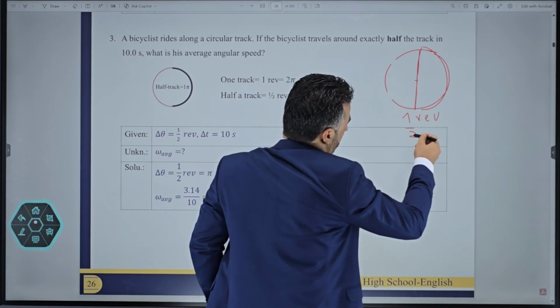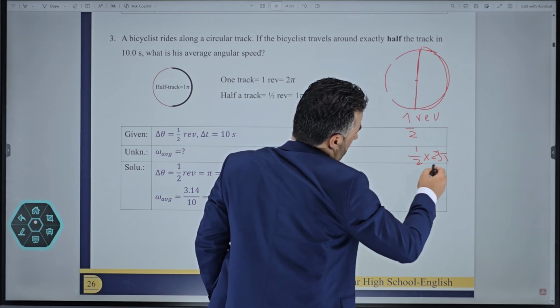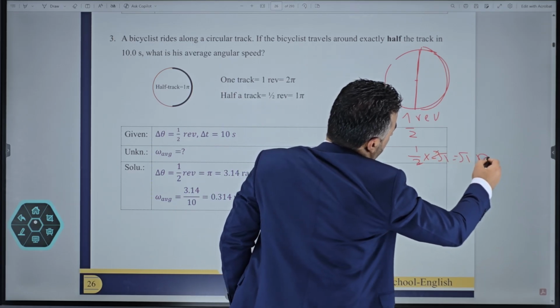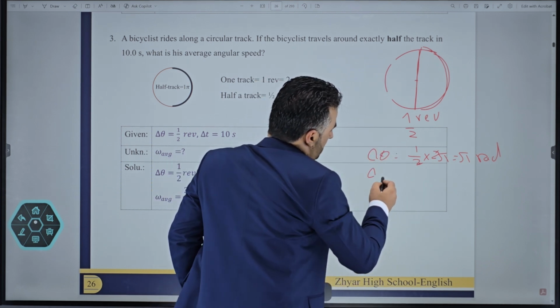So it is going to be half a rev. That is 1/2. Every rev is 2 pi. So the 2 and 2 cancel out, which is going to be 1 pi radian. That is delta theta, don't forget. In what time? In 10 seconds here.